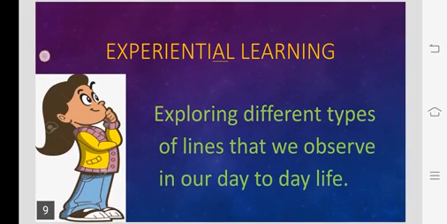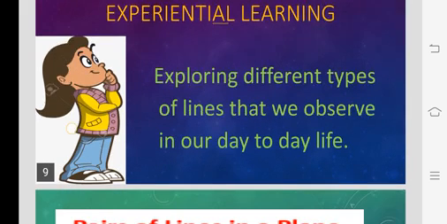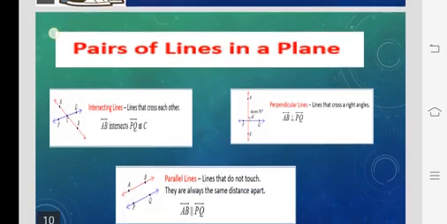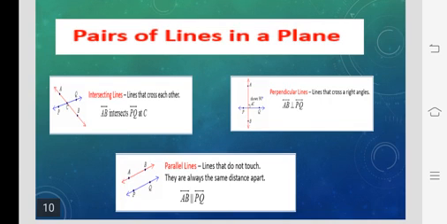Now you will explore different types of lines that we observe in our day-to-day life. Let's revise what we have done today. Intersecting lines, lines that cross each other. In the figure you can say line AB is intersecting line PQ at point C.